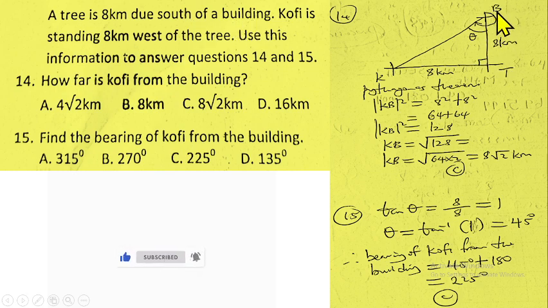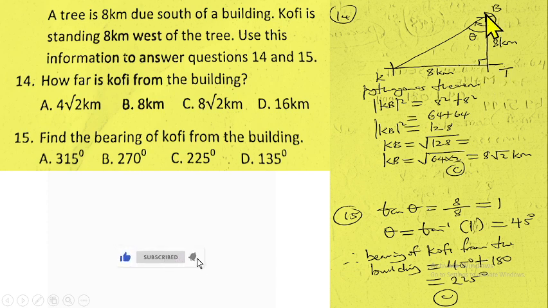Now, this is a building and this is a tree. This is the cardinal point representing the building and this is the cardinal point representing the tree. So the tree is south of the building. You can see a tree is 8 kilometers due south of the building. So this is the south of this building. This is the building and this is the south of it. So the tree is south of it.